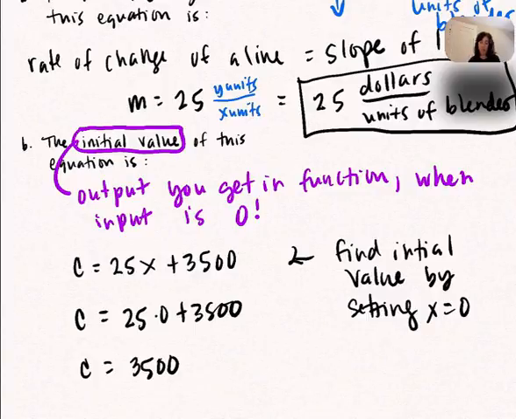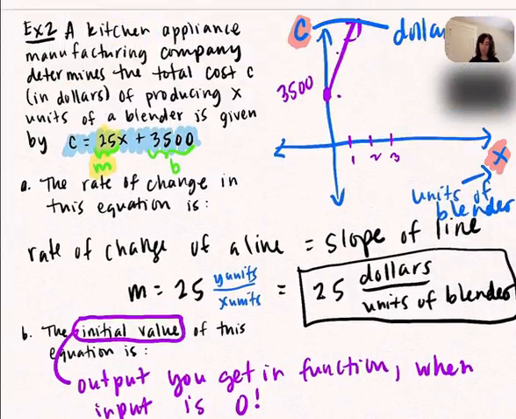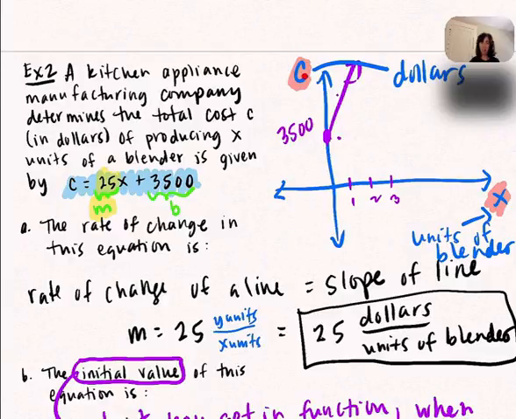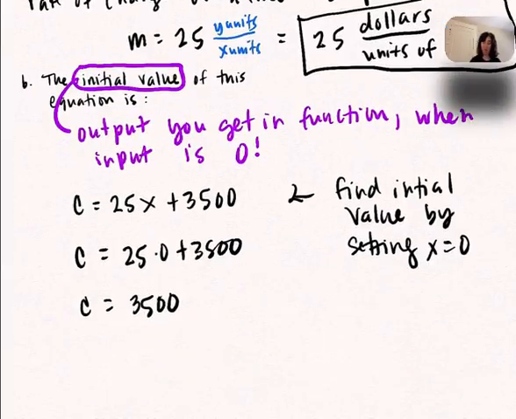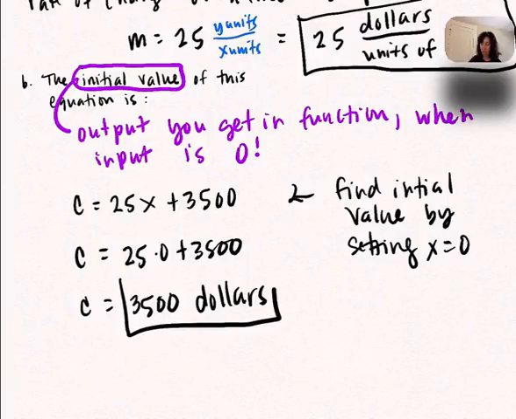So, we need to figure out what the units are. So let's think about this. If you plug an x value in for x, you put a number in here like 0, the output is a C value. In other words, the output is some value on the y-axis, C, which is in dollars. So for any input we plug in, our output is going to be in dollars. So our initial value is $3,500. That's like our getting started cost. It's like the money we have to spend before we even start producing anything.